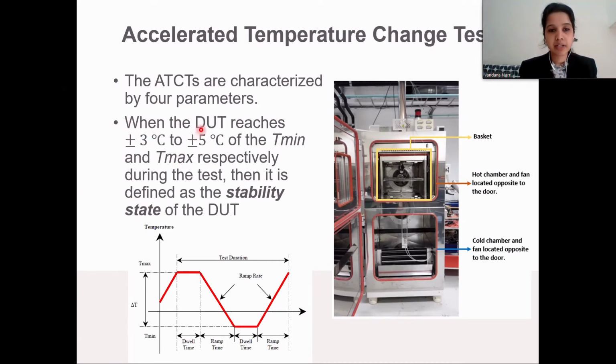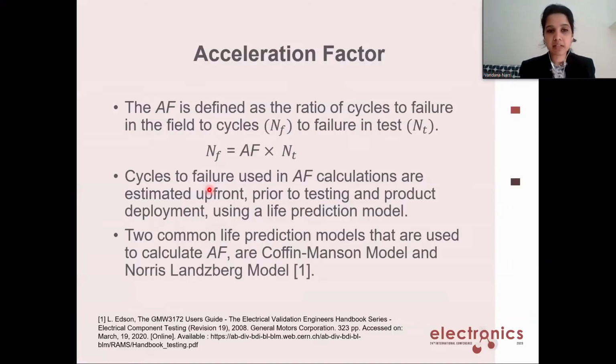The DUT, the device under test, is known to be at a stable state when the DUT reaches plus or minus 3 to 5 degrees of the minimum and maximum temperature respectively during the test. When we have these results from the accelerated test, we would like to relate these to the real life field results. This can be done by calculating the acceleration factor. The acceleration factor is calculated from the test parameter values that we obtain from the test results, using the two common life predicting models, which are the Coffin-Manson and Norris-Landsberg models.